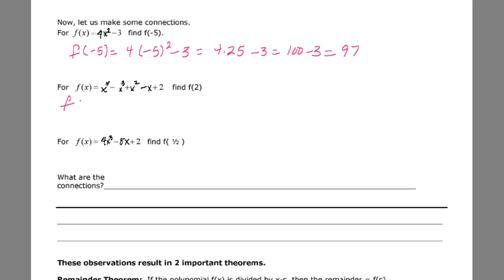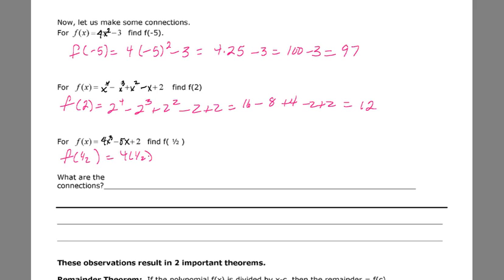Let's take this one and plug in a 2. 2 to the 4th minus 2 cubed plus 2 squared minus 2 plus 2. Putting a 2 everywhere we have an x. 16 minus 8 plus 4 minus 2 plus 2. Those cancel. 16 and 4 is 20. 20 minus 8, however you choose to do that, we should come up with an answer of 12. Then finally f of 1/2.